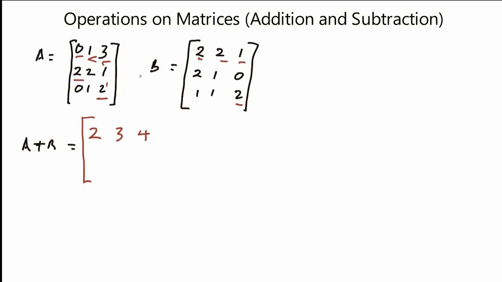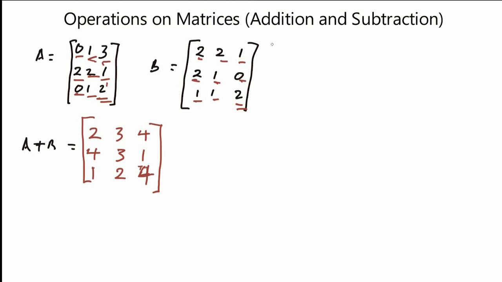For the second row, we have 2 plus 2 will give us 4, 2 plus 1 will give us 3, and 1 plus 0 will give us 1. The last row, 0 plus 1 will give us 1, 1 plus 1 will give us 2, and 2 plus 2 will give us 4. So this one will be the solution for our matrix A plus B.